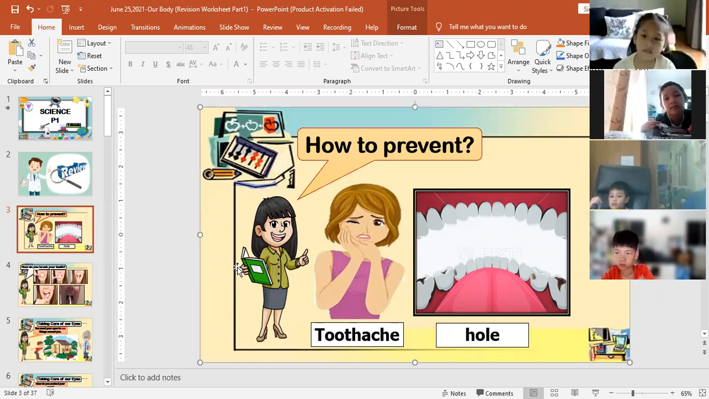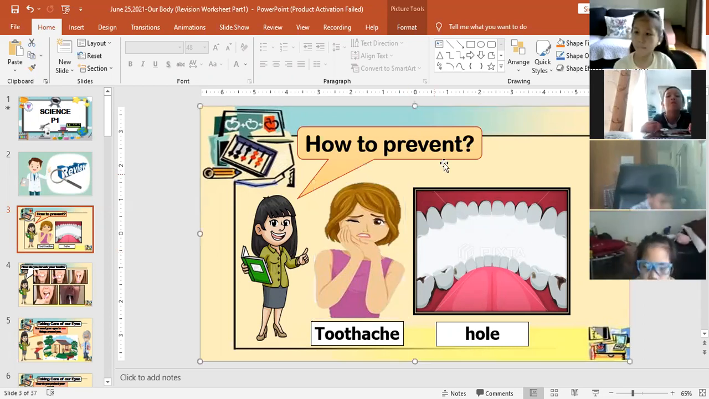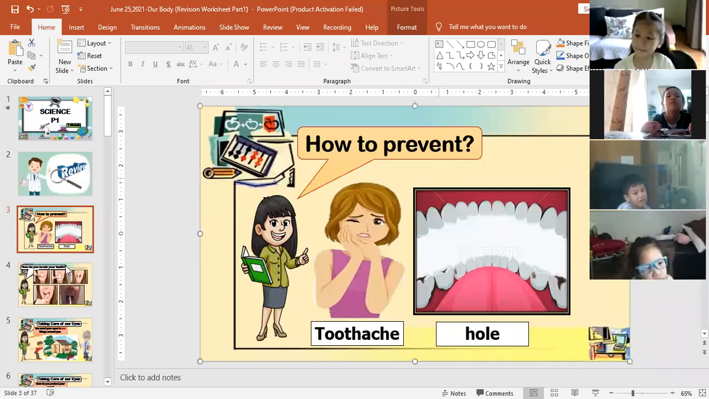If you eat chocolate, candy, and ice cream, what will happen to your teeth? You will have toothache. Okay, very good. Toothache. And also, if you do not brush your teeth, you will have a toothache.